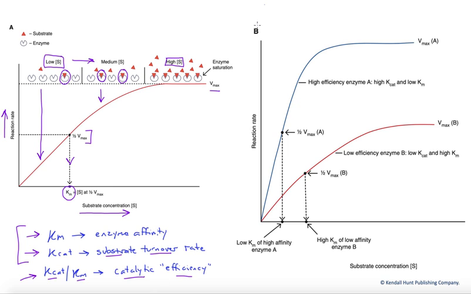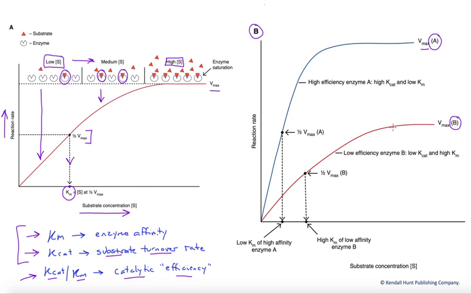If we look over here on the right, in the graph in B, we compare two different enzymes, the same axes, right? But we're comparing two enzymes. We have enzyme A here on the blue line, and we can see that it would have a high Kcat because it has very high Vmax, and it has a low Km, meaning it has high affinity. That makes this a very efficient enzyme, right? It turns over rapidly and has very high affinity, so the substrate sticks to it and is likely to be processed.